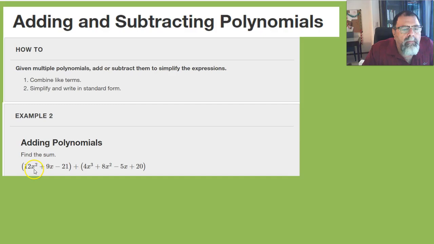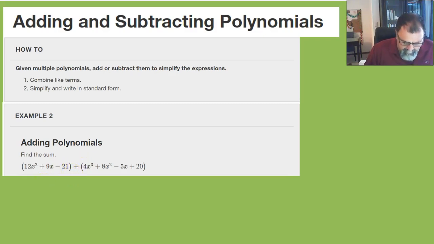Standard form is that descending order that I mentioned before. Find the sum. We've got two polynomials we're adding: 12x squared plus 9x minus 21, plus 4x cubed plus 8x squared minus 5x plus 20. Since we're adding, remember we're thinking this is plus a negative.